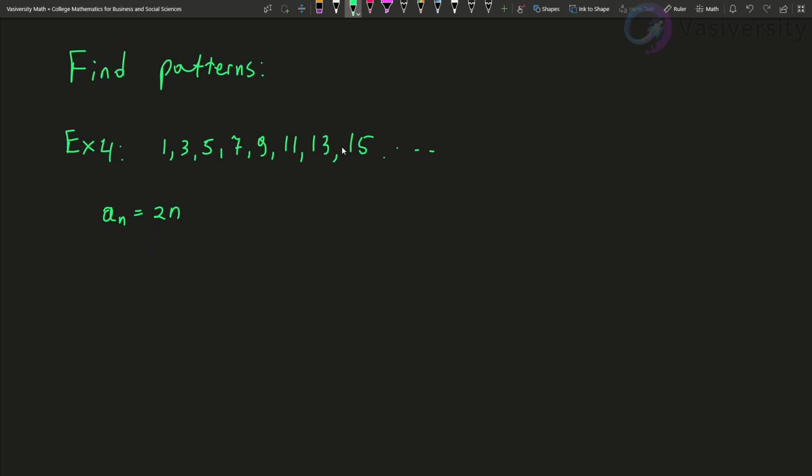So, but here they are all minus 1. So if we subtract minus 1, we actually will get a sub 1 is equal to 2 times 1 minus 1 is equal to 1. A sub 2 is 2 times 2 minus 1 is equal to 4 minus 1 is equal to 3. A sub 3 is equal to 2 times 3 minus 1, which is equal to 6 minus 1, which is equal to 5, etc. Right, so that's going to be our formula.